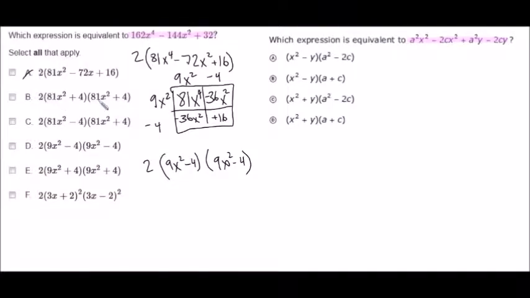Let's see if this matches. Well, that's not going to match because of the 81. Let's see, 2, 9, negative 4, 9, negative 4. Well, there I go. This will be the complete factorization of this polynomial.